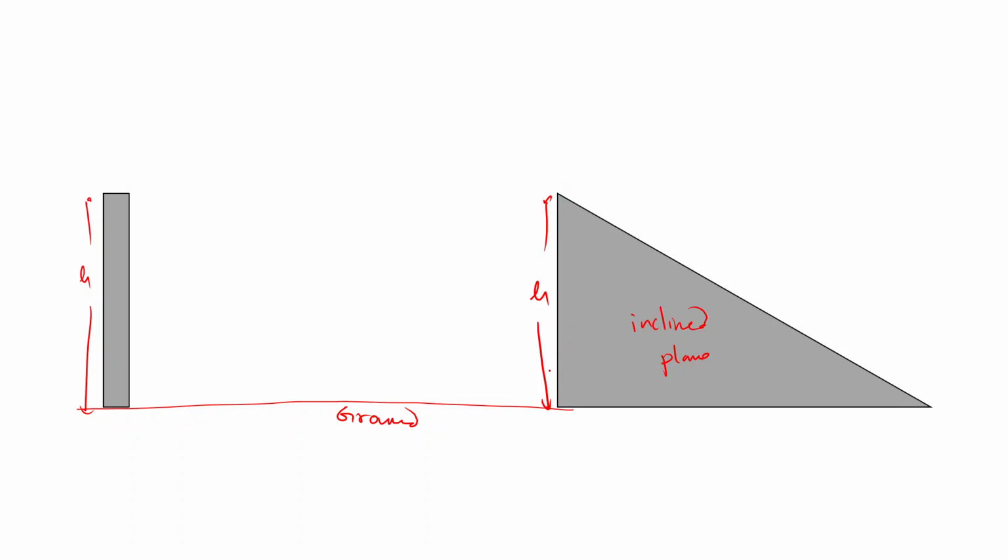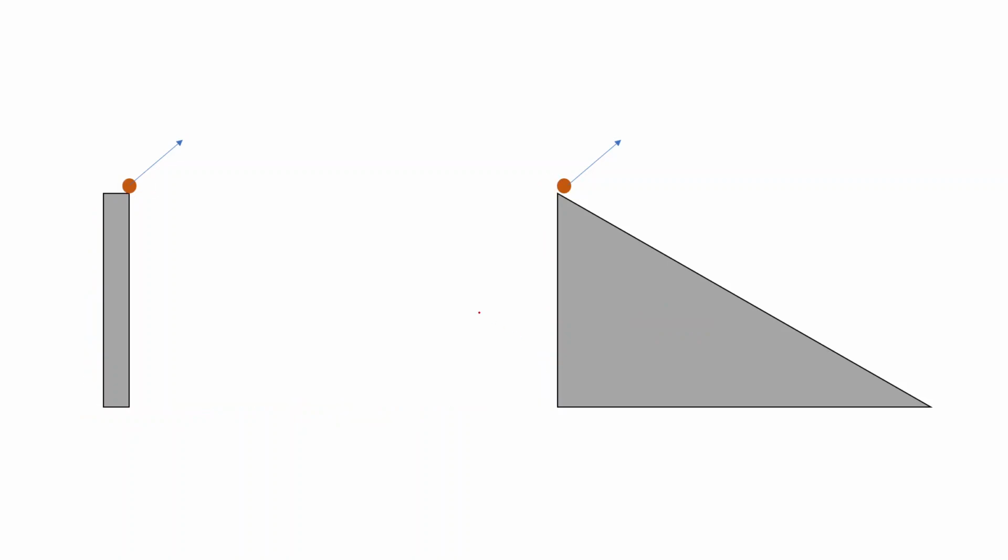Let's think about this. Suppose that this is a tower, and here is your ground, and this is an inclined plane kind of a structure, and both of them have the same height. Let's say that this height is h, this height is also h. And what we are doing is taking a particle and projecting it from the top of this building, from here, and then from the top of this inclined plane. And what's going to happen?